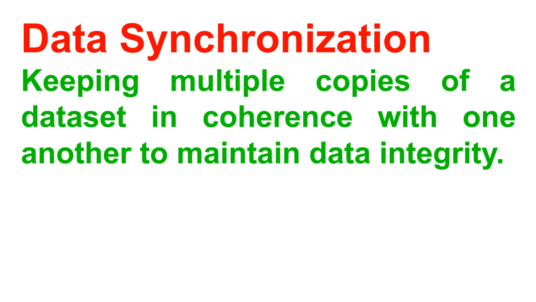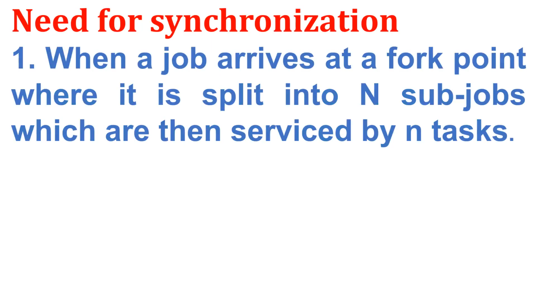So if we change data at any one place, then those changes must be reflected to other places so that data at every place is the same. If there is the same data everywhere, then there will be data integrity. So to maintain data integrity, data must be coherent with one another. This is the case of data synchronization.